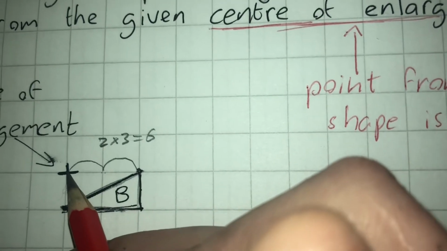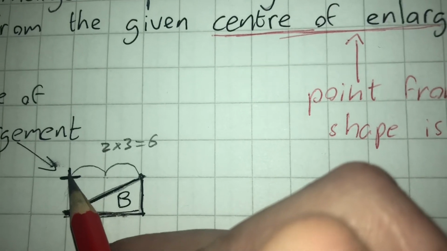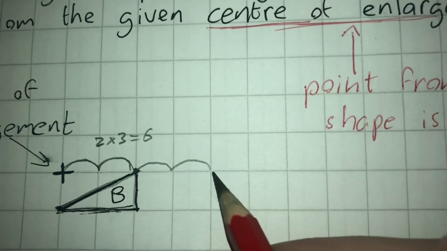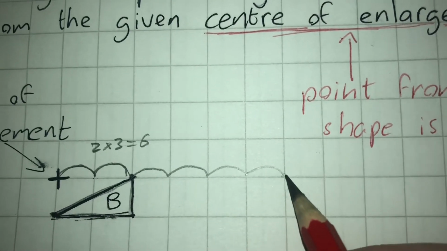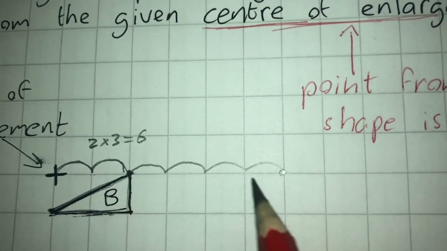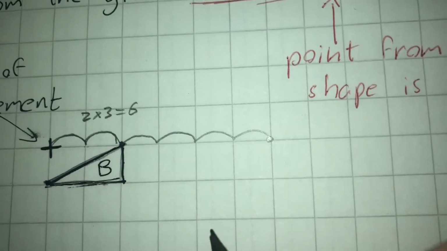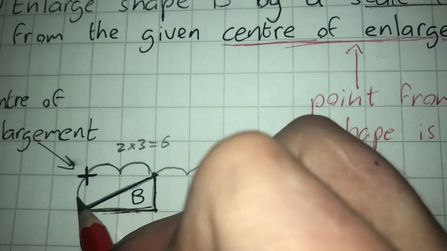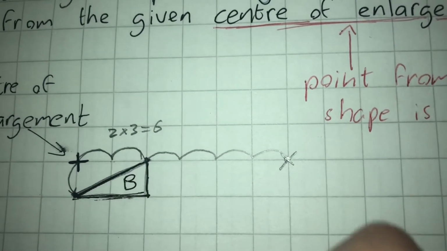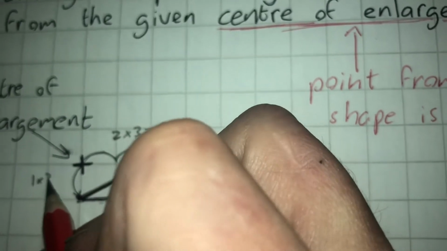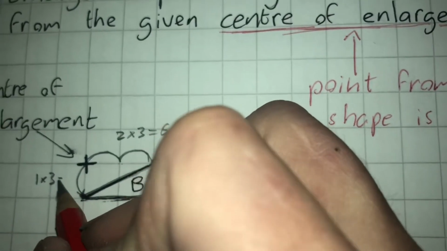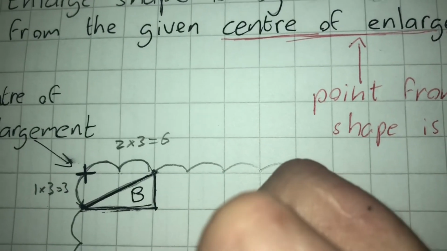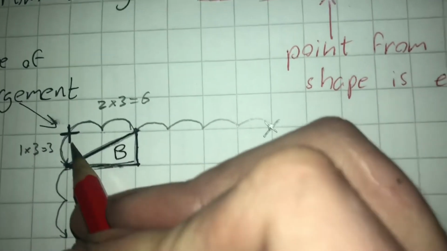Always counting and starting from the centre of enlargement, I'm now going 1, 2, 3, 4, 5, 6. So this point has moved from here to here. Now, if I pick my next point here, this is 1 down from my centre of enlargement. So it's a scale factor of 3, so I'm going 3 down. So going 1, 2, 3. That moves from here to here.